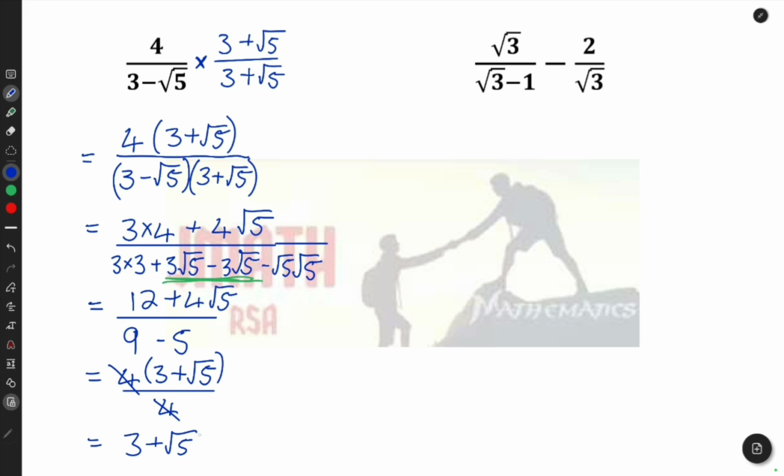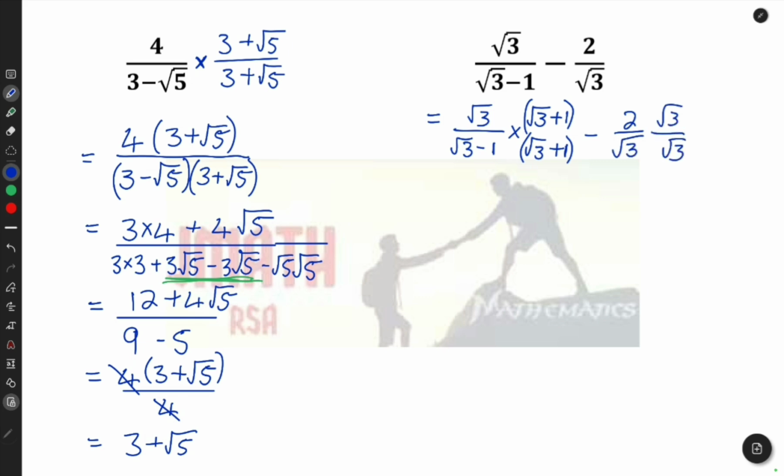Okay, final question. In this case, I am going to combine the previous two sums. So the first one is a binomial in the denominator, so I'm going to multiply by the same denominator but with the opposite sign. And then the second term, I'm just going to multiply by root 3 over root 3. So in this case, let's see how it looks. So I'm going to multiply by root 3 plus 1 in a bracket, and then root 3 plus 1. The next one, I am going to just multiply by root 3 over root 3.